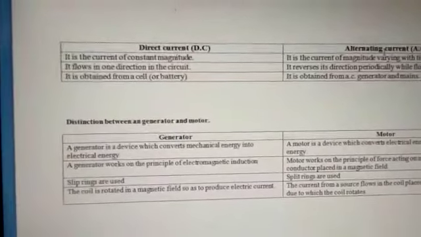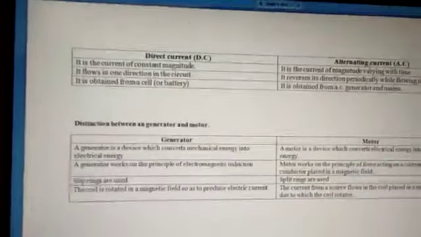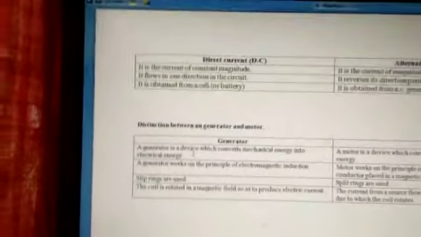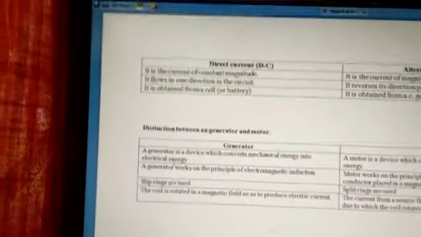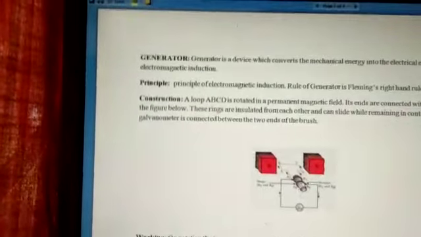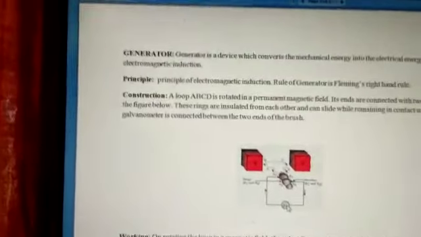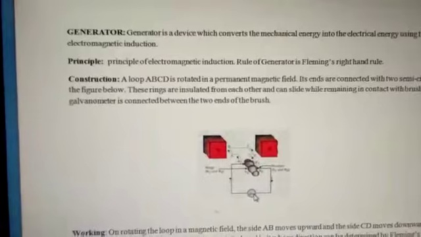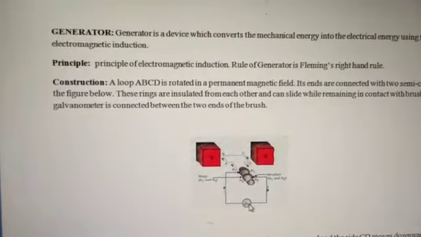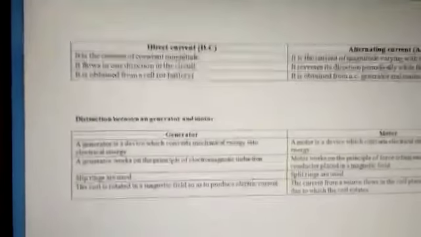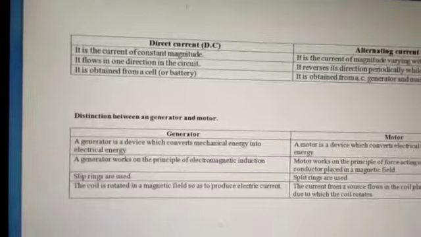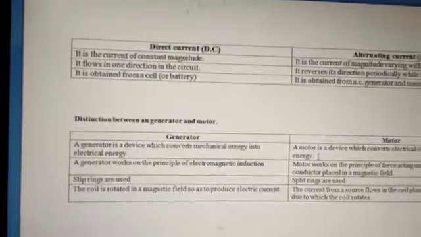And also we need to know the difference between a generator and a motor. A generator is a conversion of mechanical energy into electrical energy. We have to rotate this. So here the galvanometer is there. Instead of this, there is a cell in a motor. Please understand these two things. Here we are converting mechanical energy to electrical energy, but in a motor, electrical energy is converted to mechanical energy.